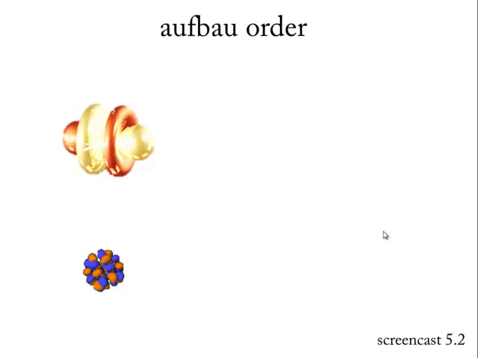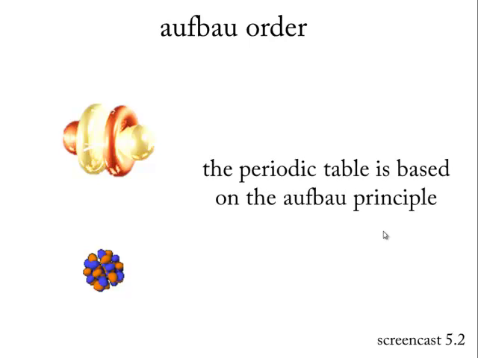So this is known as Aufbau order, German for build-up. And the periodic table is based on the Aufbau principle. We're going to show you how these electrons fill up in a very predictable order. So predictable that we would easily be able to predict where the electrons are in an element that has yet to be discovered. This is Screencast 5.2.